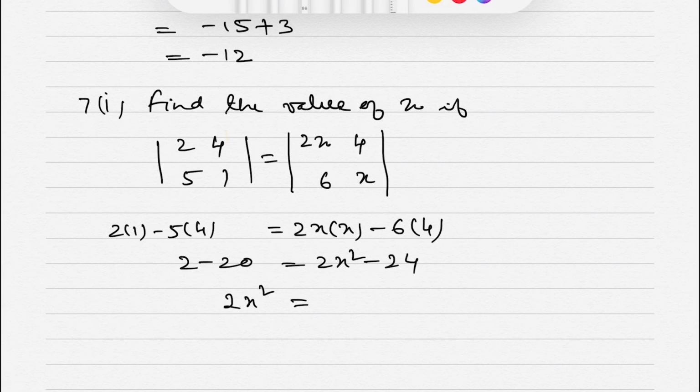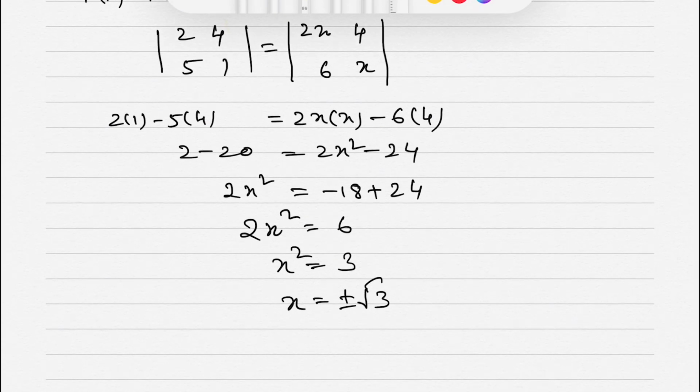2x square is equal to minus 18 plus 24. 2x square is equal to 6. X square equals 3. X equals square root of 3, or plus minus root 3. This is the answer.